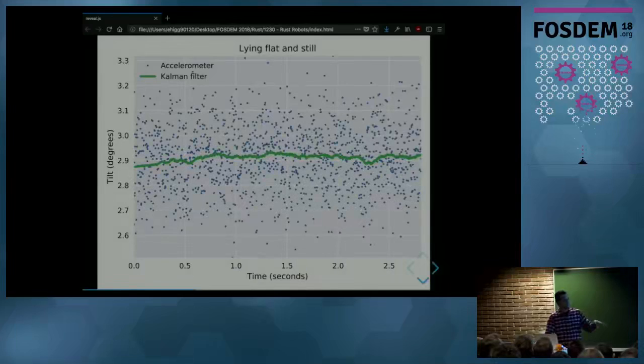And this is what the Kalman filter looks like in action. Again, this is data from the sensor, horizontal, without moving. The blue dots are the tilt angle computed only using accelerometer data, and the green line is the Kalman filter. Both say the same thing, that the angle is around 2.9. But the difference is that the Kalman filter has much less noise in it. It has one order of magnitude less noise.